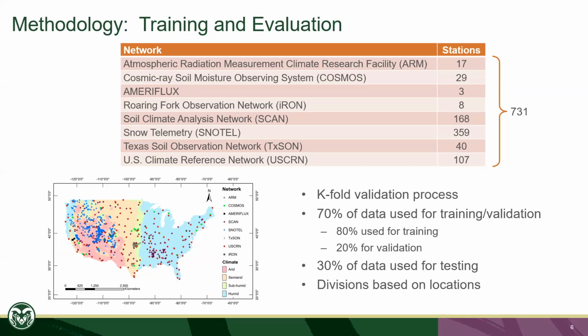When we did the partitioning up of the data, we did it by location. So what that means is a given location was either entirely in the training data set or entirely reserved for testing. And that just means the algorithm is intended to predict soil moisture at unobserved locations rather than, for example, unobserved times.